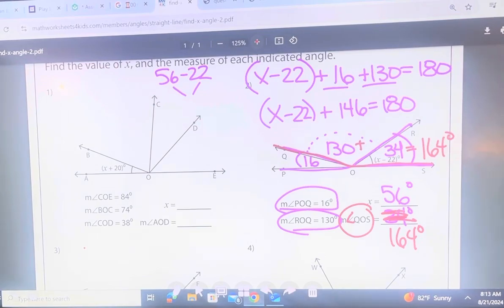Wait, I have a question. If it's asking me to find QOS, that's almost the whole line. I could just subtract 180 minus 16. You got multiple ways to get there. Yep, if that works for you. You could have just gone 180 minus 16.